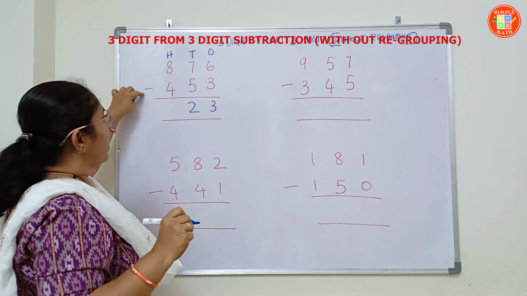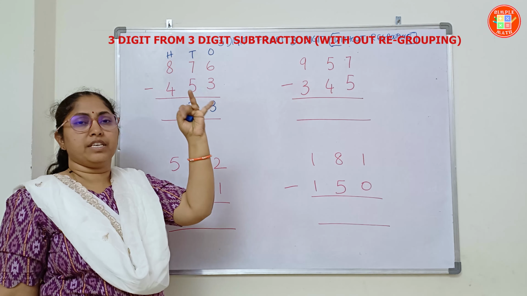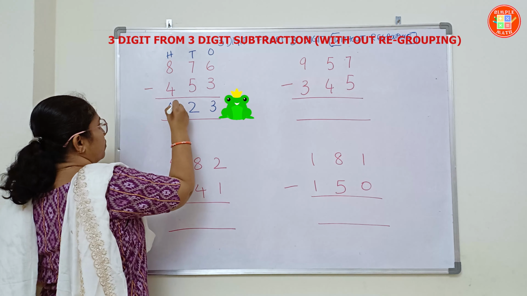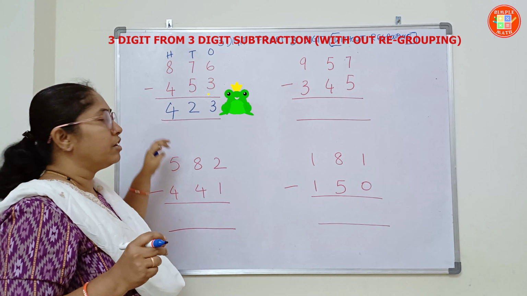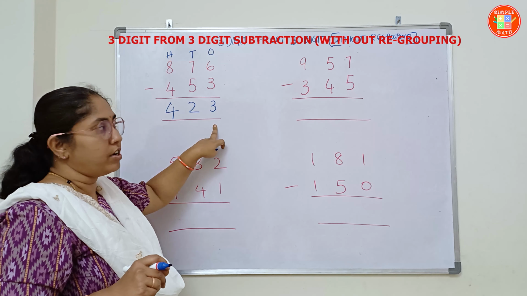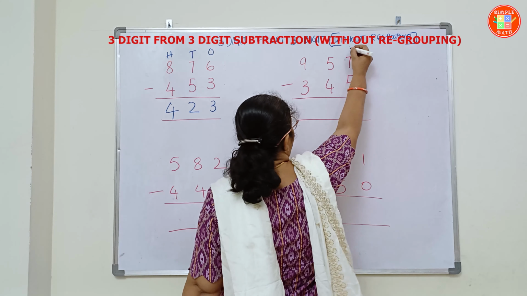Now 8 minus 4. 4 in your mind, count after 4, 5, 6, 7, 8. How many fingers did you get? 4. So the difference is 423. The answer in subtraction is called the difference. Okay. Now come to the next problem.